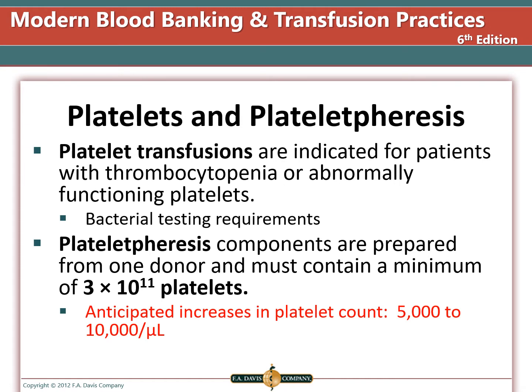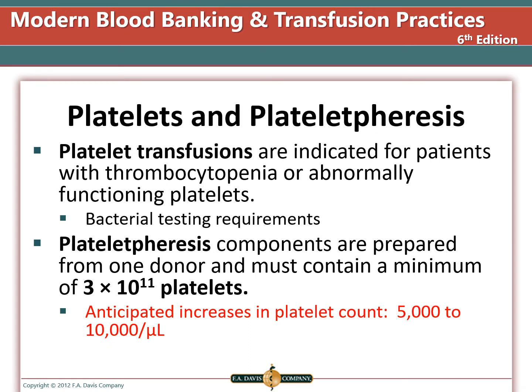Platelet transfusions are indicated for patients with thrombocytopenia or abnormally functioning platelets. Platelets are stored at 21 to 24 degrees Celsius or room temperature, so they must be tested for bacterial contamination prior to transfusion. Platelet pheresis components are prepared from one donor and must contain a minimum of 3 times 10 to the 11th platelets. An apheresis platelet should increase the platelet count 5,000 to 10,000 per microliter.